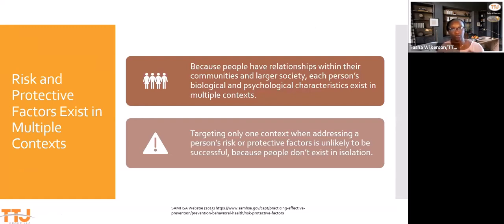People have relationships within their communities as well as the larger society. Each person's biological and psychological characteristics exist within multiple contexts. We know that. I don't just live in this house. I live in a community, which influences me, and I live in this society, which influences me. So we're saying we have to have impact on multiple contexts. Targeting only one context when addressing a person's risk or protective factor is unlikely to be successful because people don't exist in isolation.